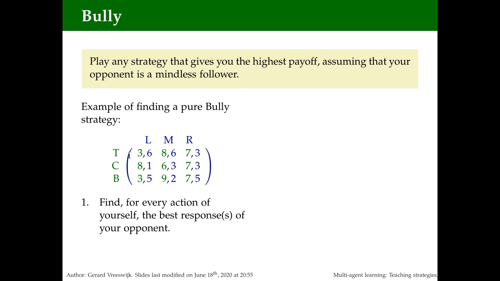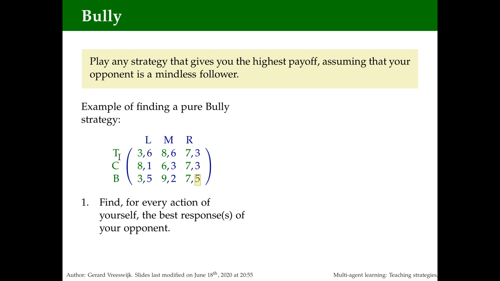So for top, the best response of your opponent would be left and middle, which are both equally best responses. And for your center action, that would be middle and right. And for the bottom action, that would be left and right.